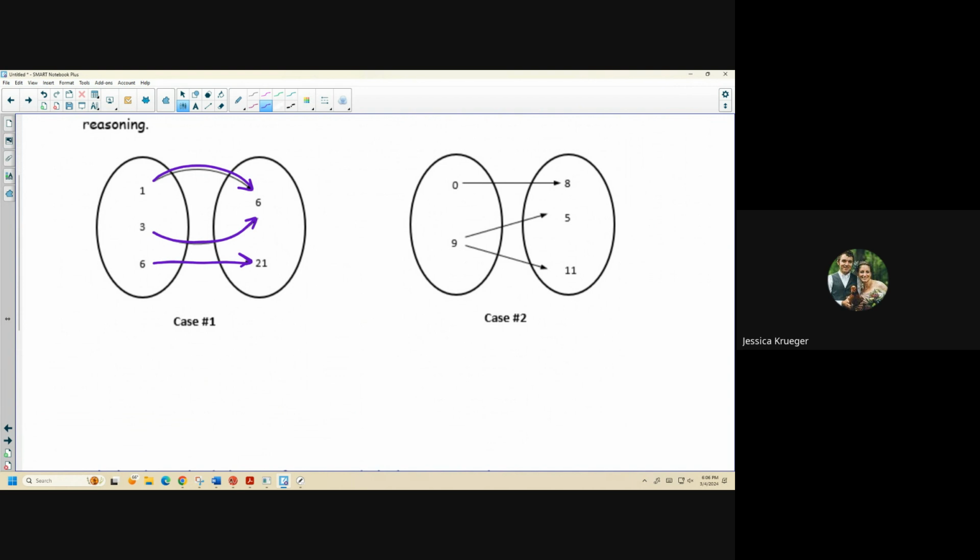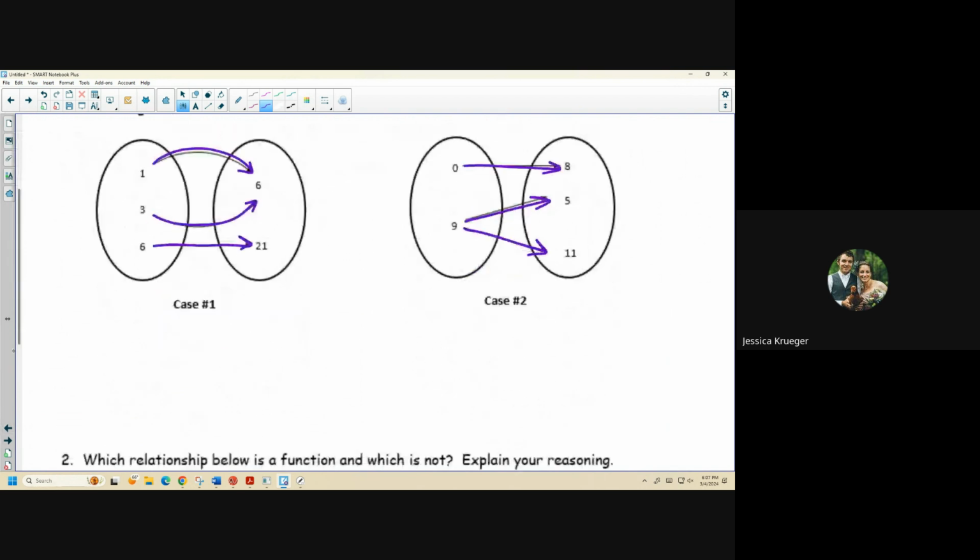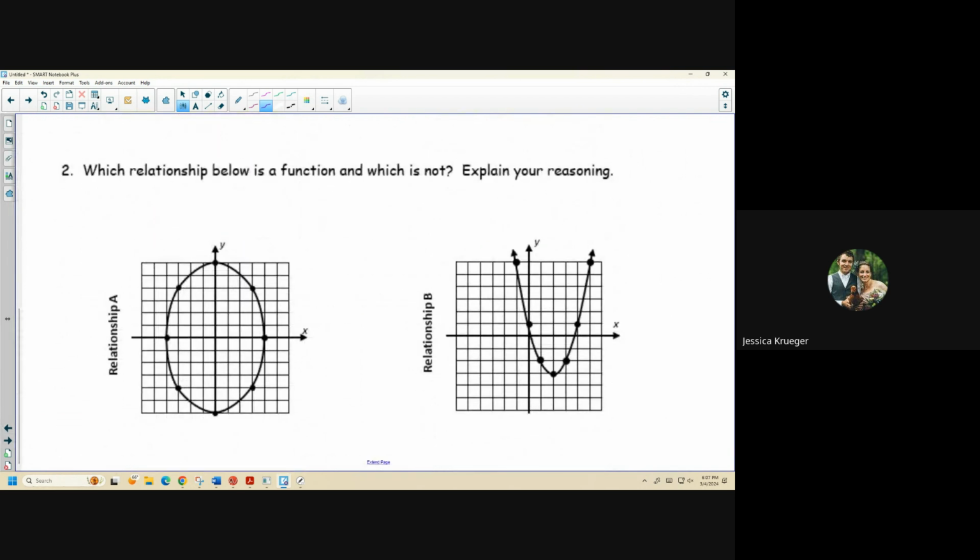And again, these answers are on the second to last page, so you can see them in more detail if you need. Case 2 is not a function. 0 has 1 output. The problem is 9 maps to 2 different outputs. So that relation is not a function. Oops, I missed one. Here's number 2, which is a function and which is not.